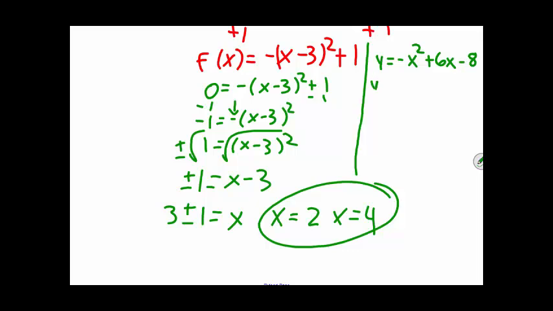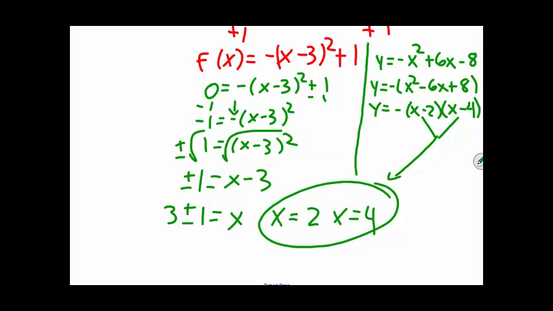So I factor out a -1, so I can factor these. And I'd say, well, what two numbers multiply together to give me 8, but add up to be -6? I'd say, oh, that's (x - 2) and (x - 4). Notice the two values that make this 0 are what we got over here. So in this situation, the factoring would have been way quicker.